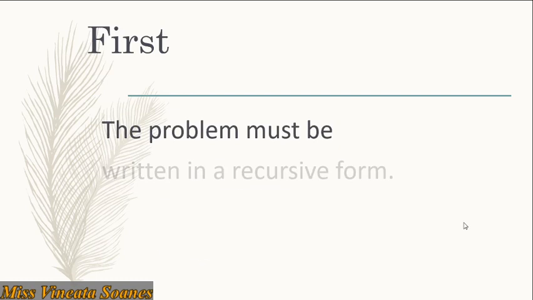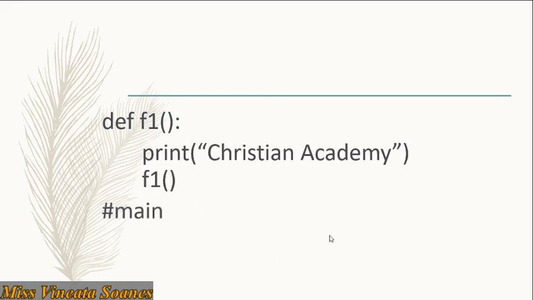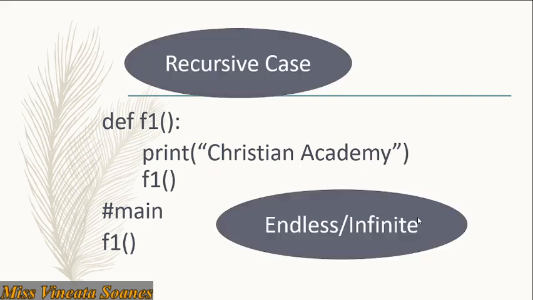Now, when we say the problem must be written in recursive form, that is the recursive case, it means that we are just calling ourselves in this way. So from the main, you will call F1. F1 is a function, and in this function, you're printing Christian Academy, and then you're calling F1 again. So of course, again, it's going to print Christian Academy. Again, you're calling it, it will come to this function and print Christian Academy. So of course, this is the recursive case, and also it's going to be infinite. That is, it's not going to end. It'll keep on printing Christian Academy.